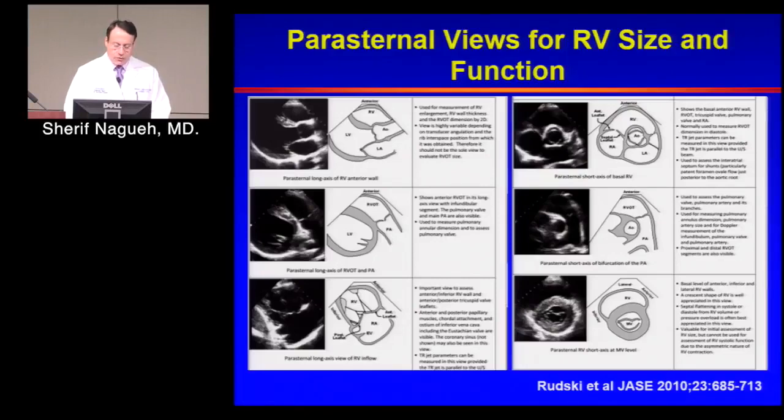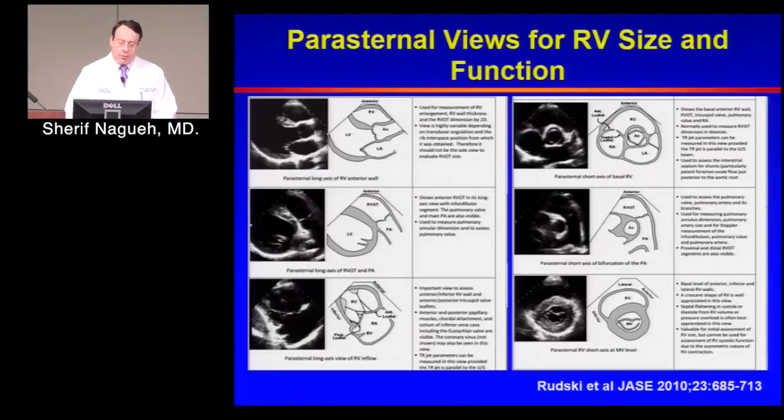We can also look at the distal RV outflow tract from this view, which shows the anterior wall of the RV outflow tract and then the posterior wall. You can get it from the parasternal short axis view from the anterior wall of the RV to the aortic valve. And we can get the distal RV outflow tract also from the parasternal short axis view at the level of the aortic valve and pulmonic valve.